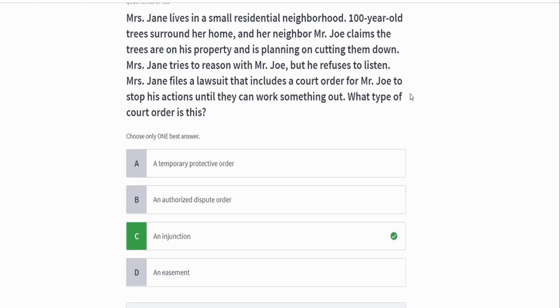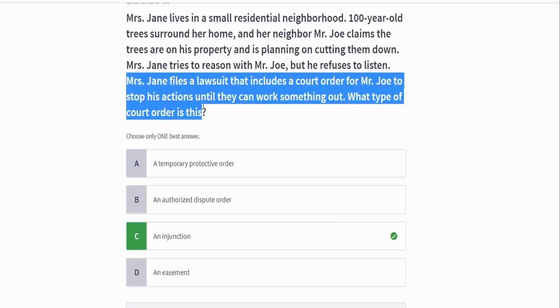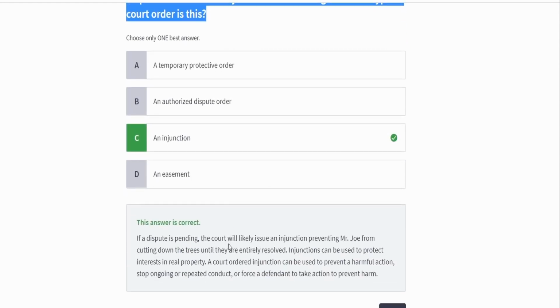So for this one, I would read this here. Mrs. Jane files a lawsuit that includes a court order for Mr. Joe to stop his actions until they can work something out. What type of court order is that? So really all this part is the most important part of that question. And knowing this, you can tell, okay, stop his actions and work something out. It's almost like a break. It's almost like a pause. That would be an injunction.